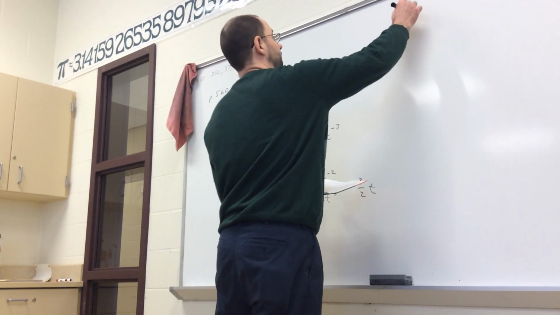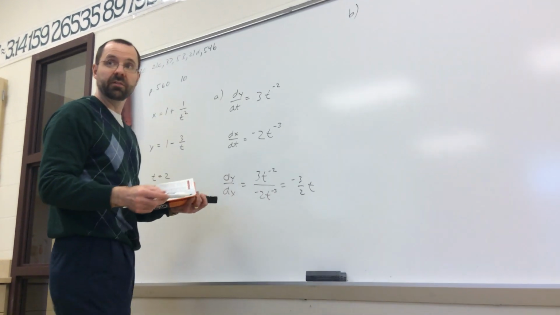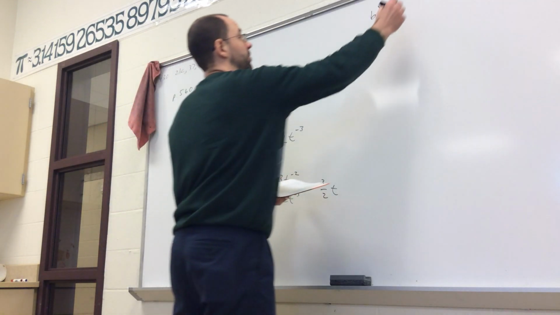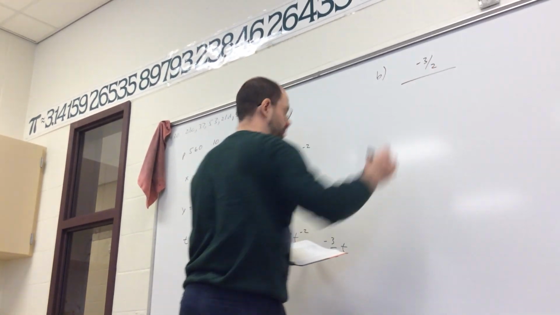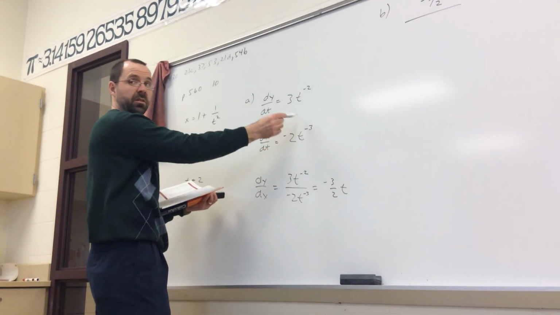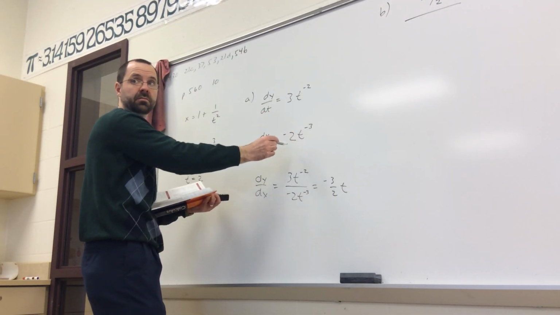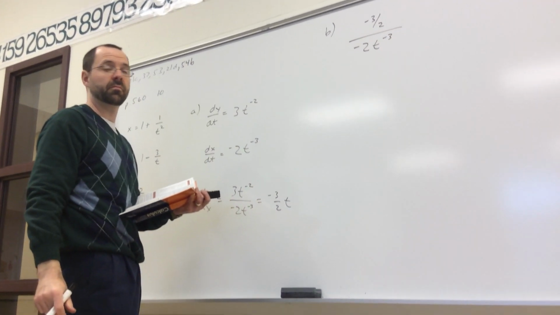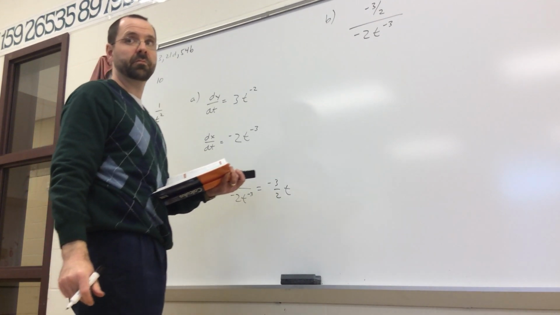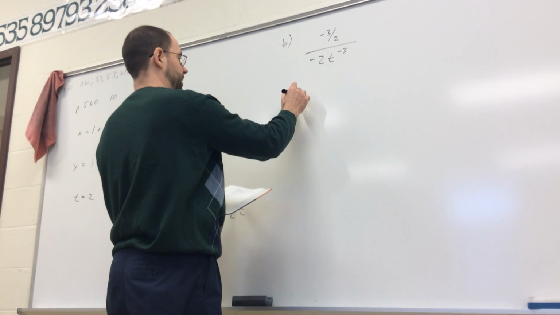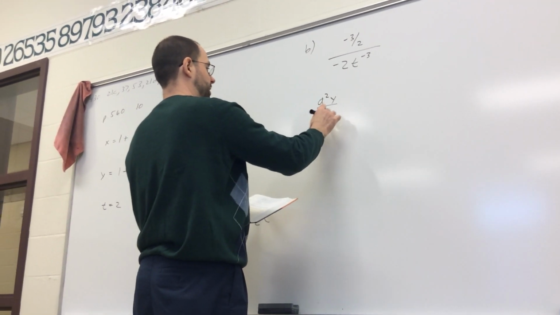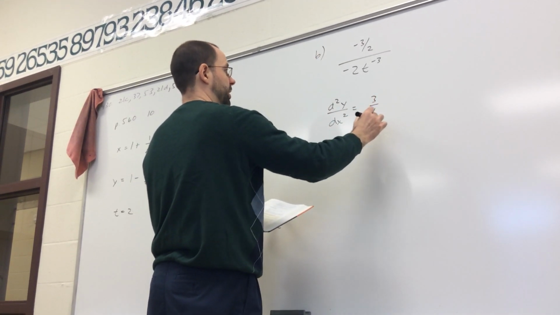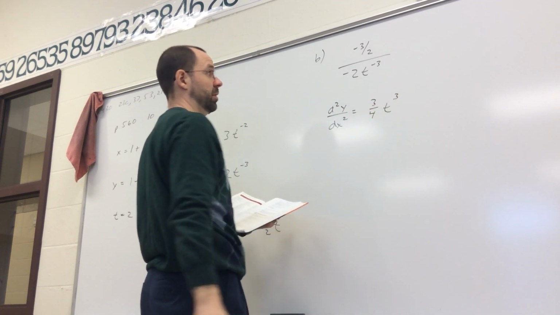Okay, so then for part B, we're taking the second derivative. And how you do the second derivative is you take the derivative of this, dy dx, which is negative 3 halves, and you put that over dx dt, which is this. That's the second derivative. So what we're looking at is d squared y dx squared, aka the second derivative. So then that'll divide out to 3/4 t cubed, if I did that right.